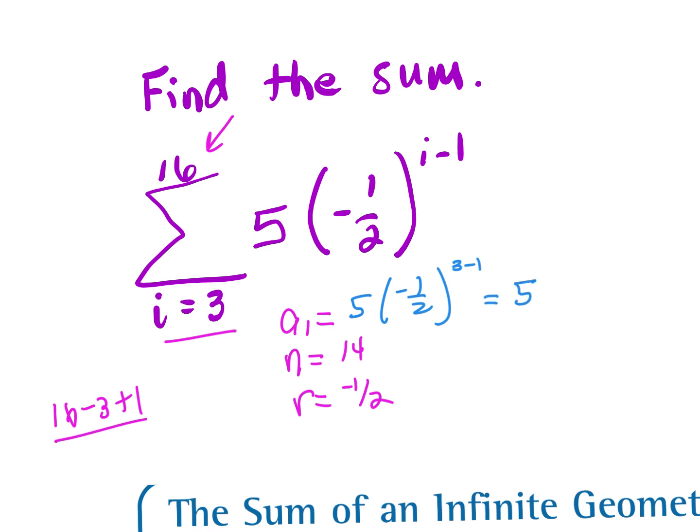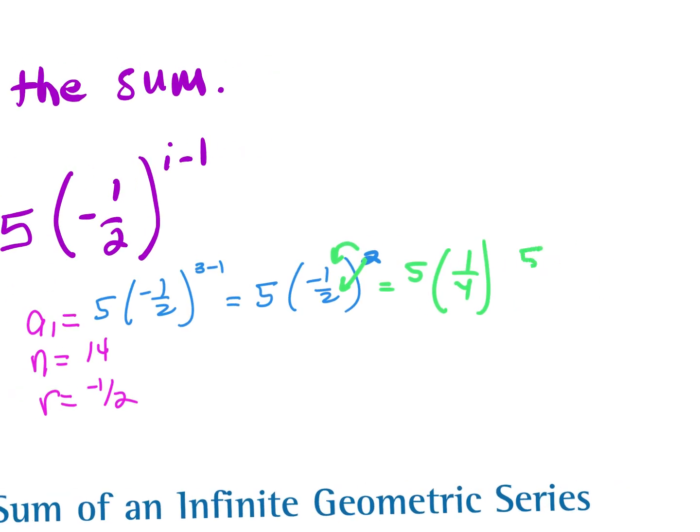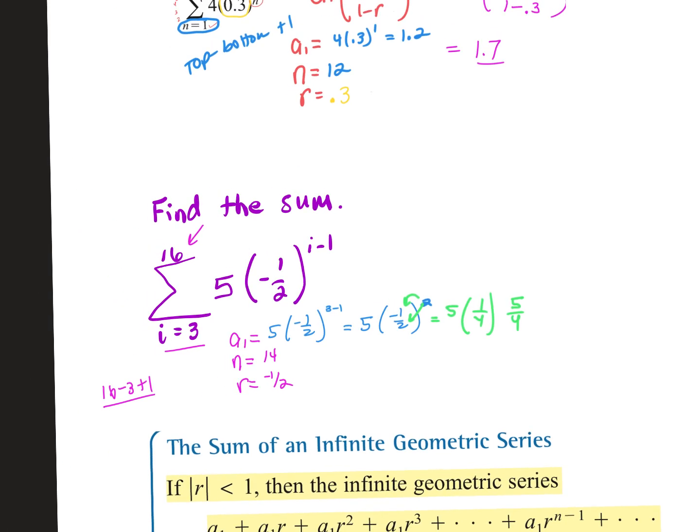So when we simplify this, now this becomes our math and we have a calculator. What's 3 minus 1? 2. Okay, so what do I do with this 2? Square top and bottom, so this becomes 5 times 1/4. So what is your first term? 5/4.